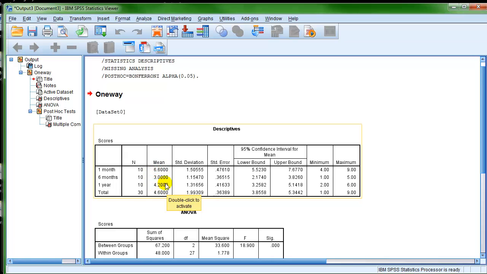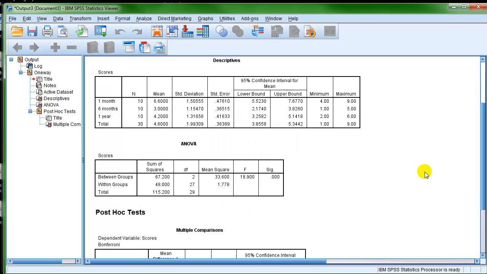So we do have some differences among these groups. The question is, are they statistically significant? And recall that on our scale, a higher score indicates more stress and a lower score indicates less stress. So you can see that the group that had the highest stress had been taking the drug for a month. The group that had the least stress was taking it for 6 months. And in between here, we've got the 1 year group.